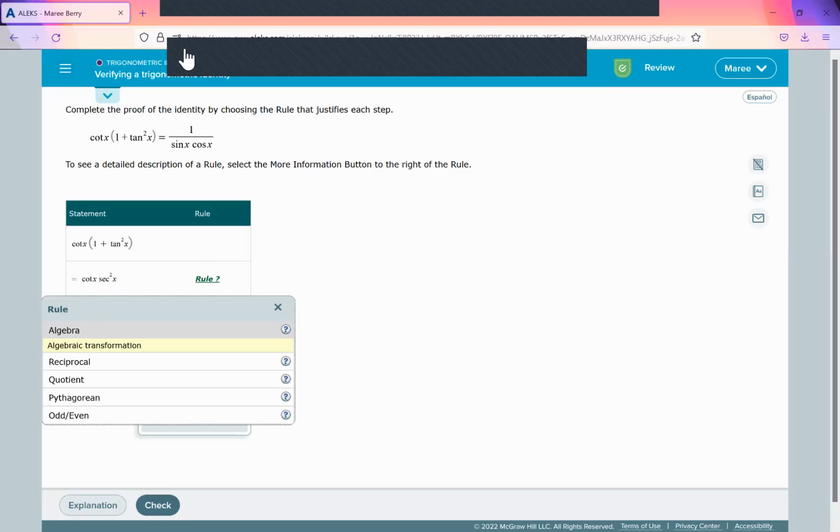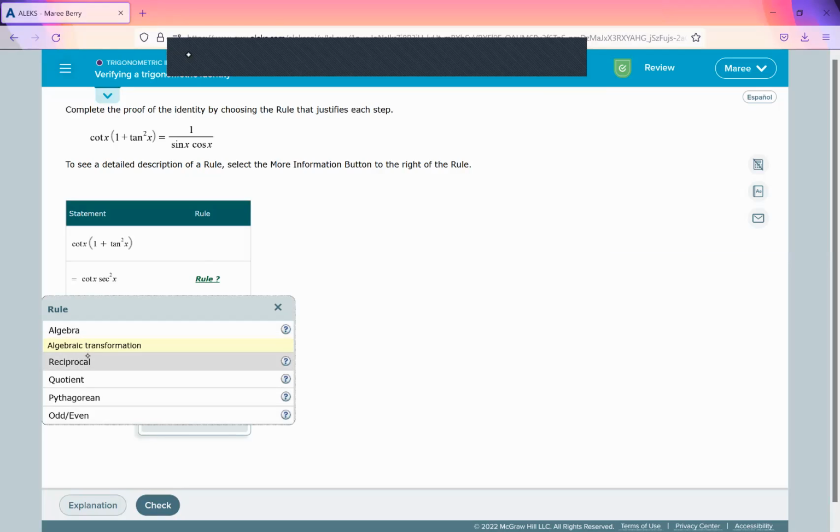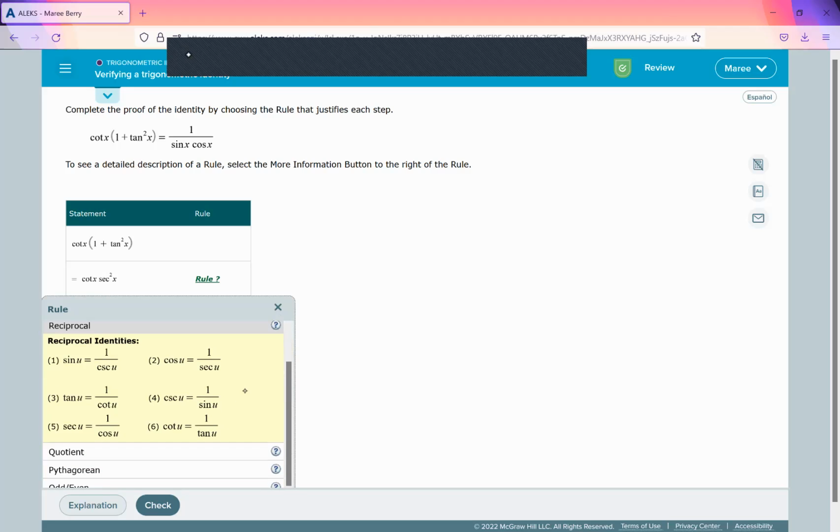The algebra rules are like if you're just doing an algebraic transformation. So you're adding or subtracting something from both sides, or you're just setting it equal to something. You're adding two numbers together. That's algebraic. Now the reciprocal identities are these ones where the sine is 1 over the cosecant. The cosecant is 1 over the sine. These are just reciprocal identities.